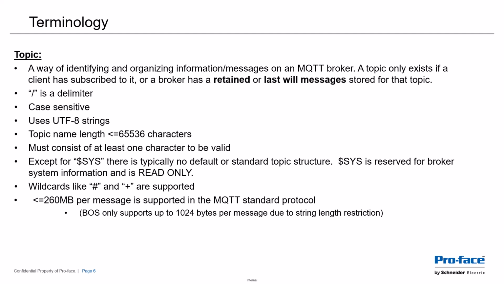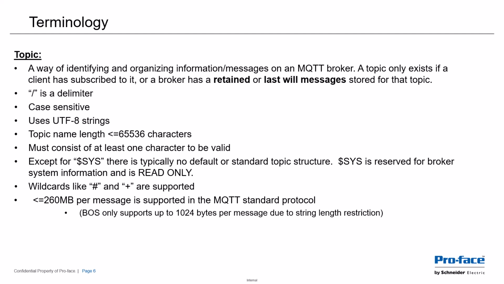The topics are case sensitive, so that's very important. And again, topics are just using UTF-8 strings. The topic name can be up to 65K, and it has to have at least one character to be valid. Here's a real important point about MQTT: except for some system variables that exist within the broker, there's really nothing that defines a standard topic structure. It's completely up to the implementer how they want to organize their topics.